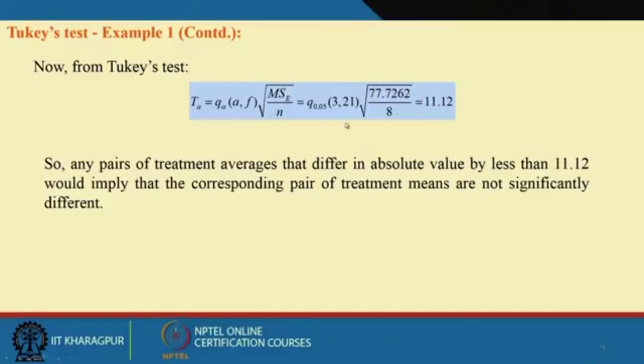So, if you put this value, this will be 11.12. Now, you may be interested to know how you are getting this q 0.05, 3, 21 value. This value is available from the chart developed for the Tukey test. There will be a table or chart available to you, and if you follow Montgomery, in the appendices the Tukey test values are given. So, we have taken q 0.05, 3, 21 from that appendix, and then this is multiplied and finally you got 11.12. Now, this is the threshold value.